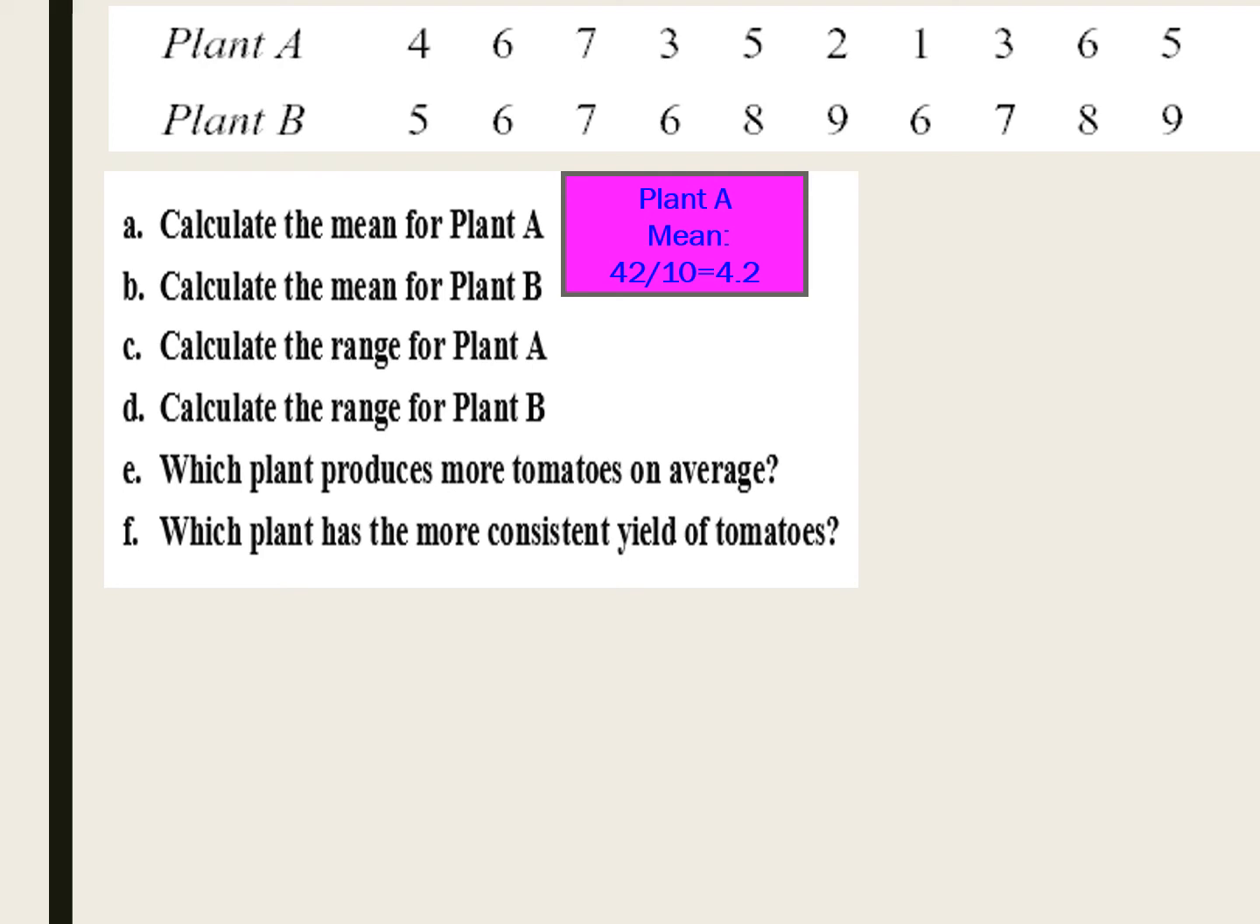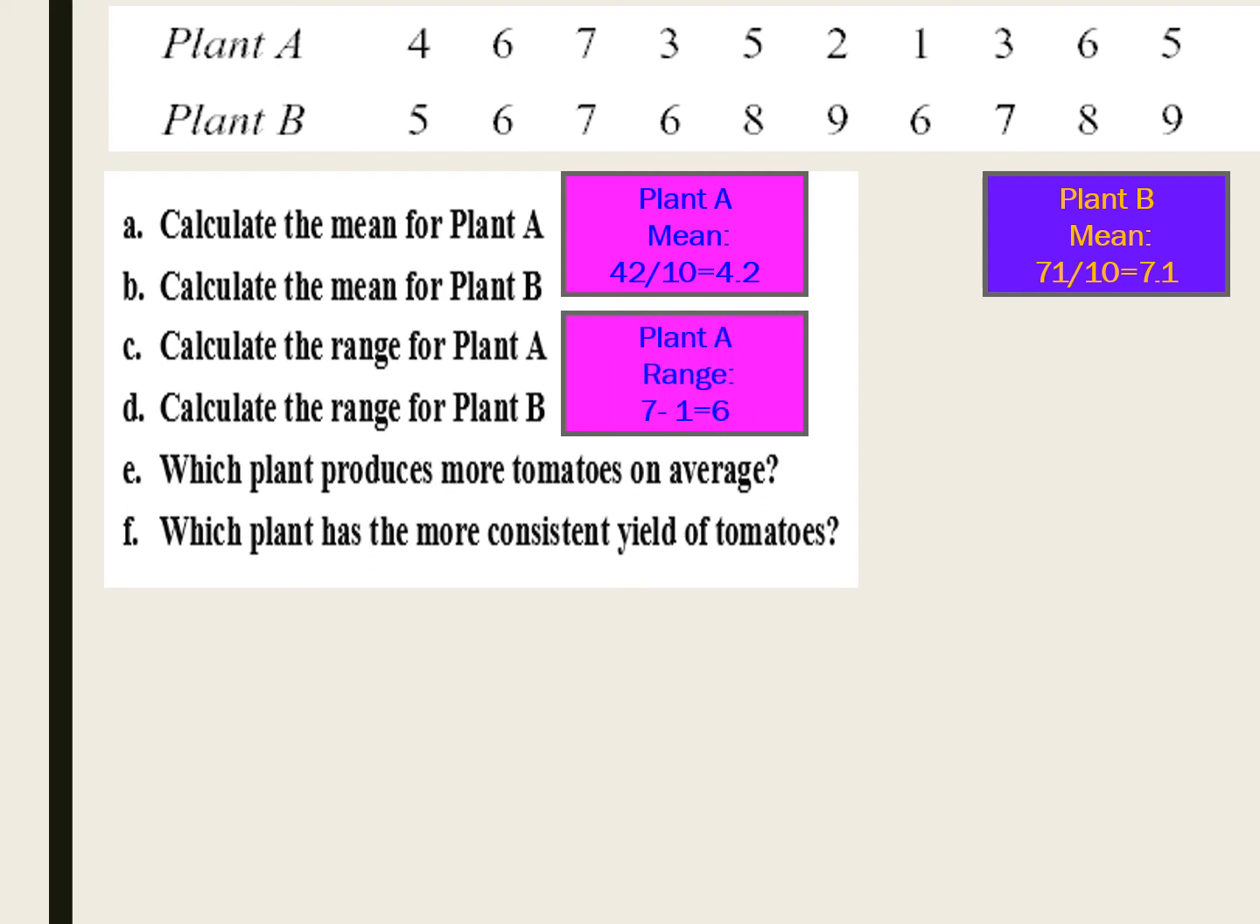5 plus 6 plus 7 plus 6 plus 8 plus 9 plus 6 plus 7 plus 8 plus 9 to get 71, and then you divide it by 10 because you have 10, so you will get 7.1. Now to find the range for plant A is very easy. You just pick the highest score, which is 7, and you subtract the lowest one, which is 1, which is 7 minus 1 to get 6.